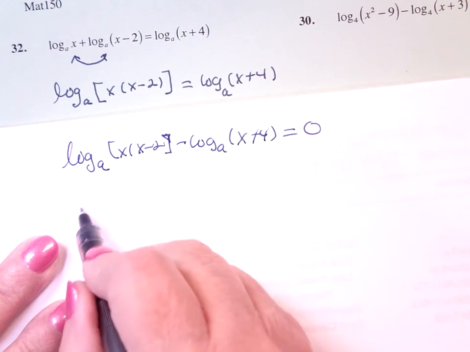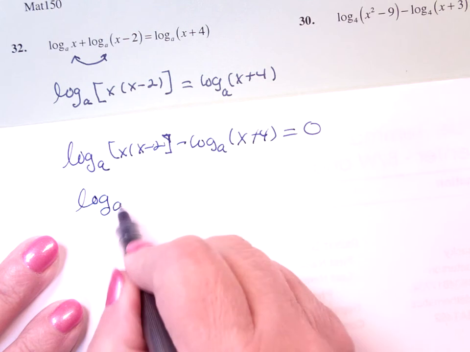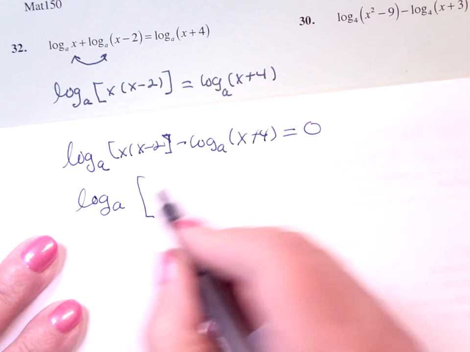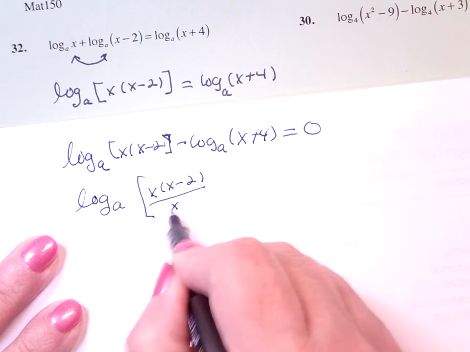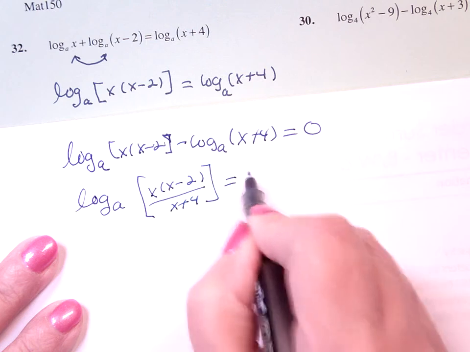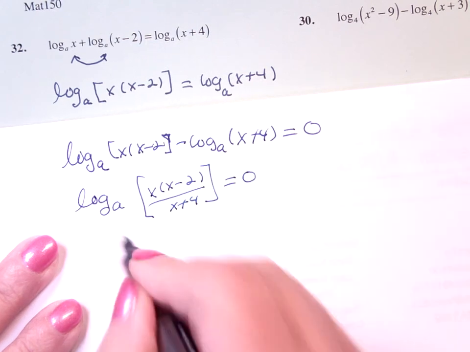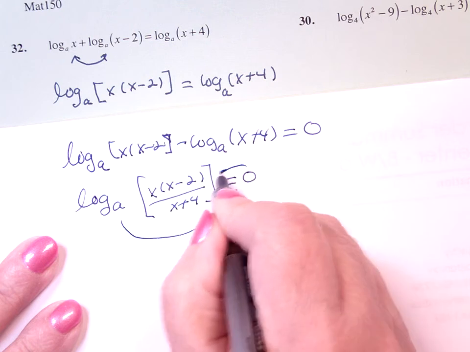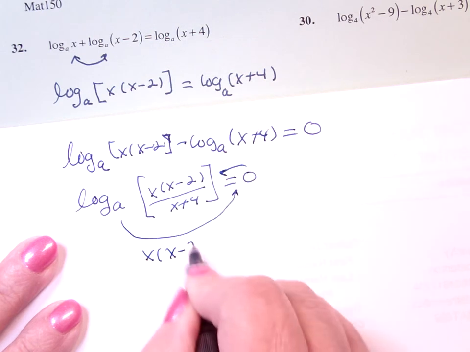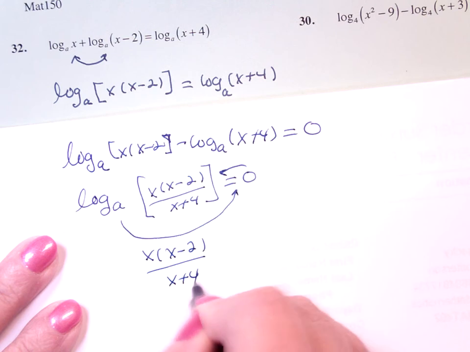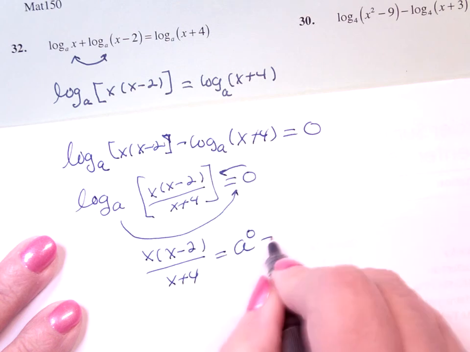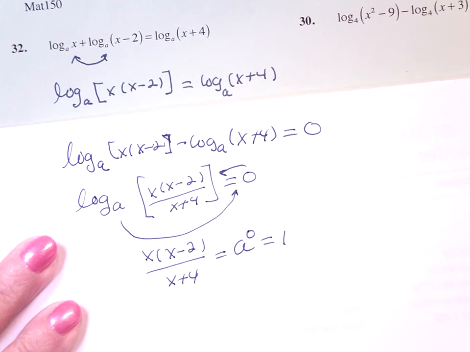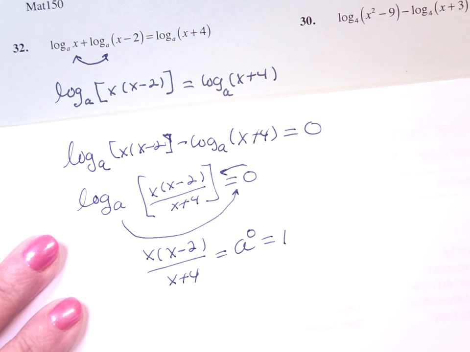This is now a subtraction. A subtraction turns into a division. So log base a of x times x minus 2 over x plus 4 equals 0. Now you would rewrite that in exponential notation so that x times x minus 2 over x plus 4 equals a to the 0. And what's a to the 0? 1. And then you would solve it from there. So that would work. So if in doubt, bring everything to the same side, 0 on the other.